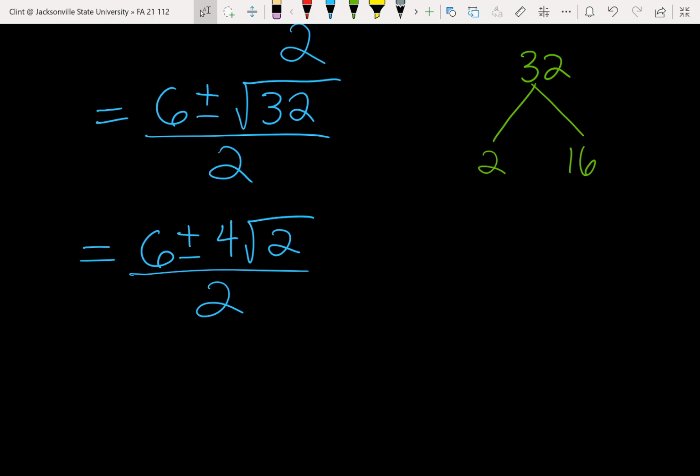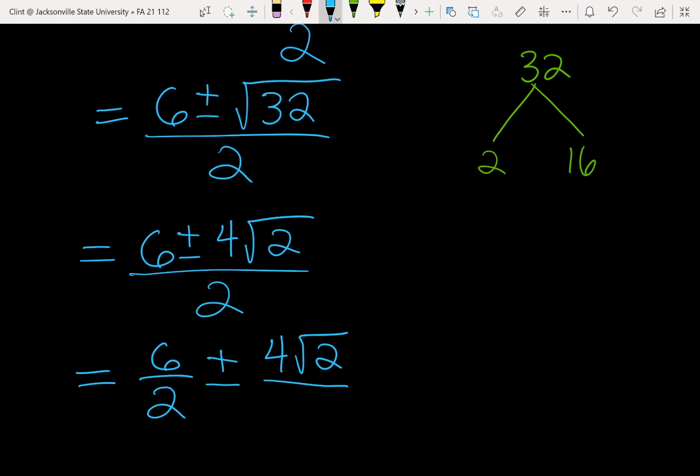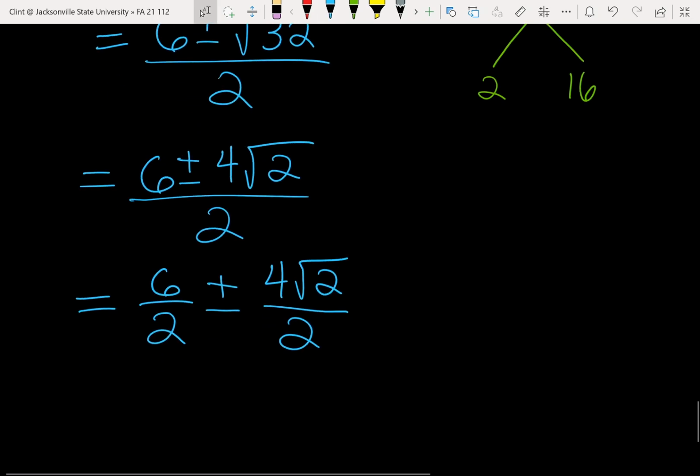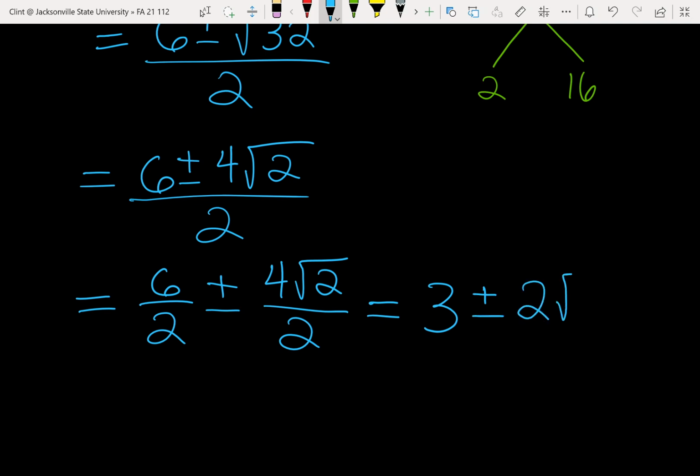And then we can still simplify some. 2 ways to go about it. Either you can see in the top we have a common factor of 2. Okay, 2 will go into 6 and 2 will go into 4. You can factor that out, and then cancel it with the 2 on the bottom. Or what may be easier, you can do it either way, is to split it into 2 fractions. So we'll get 6 over 2 plus or minus 4 square root of 2 over 2. Maybe it's a little easier to see how to cancel there. 6 over 2 is 3. And then 4 over 2 is 2.